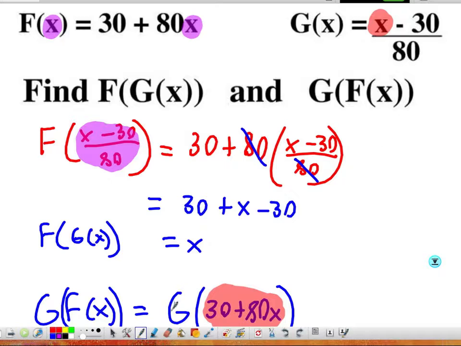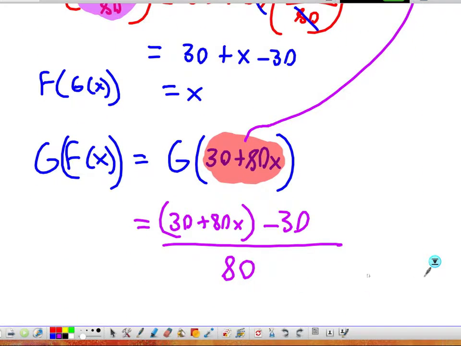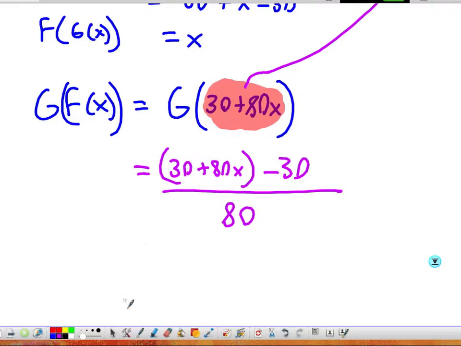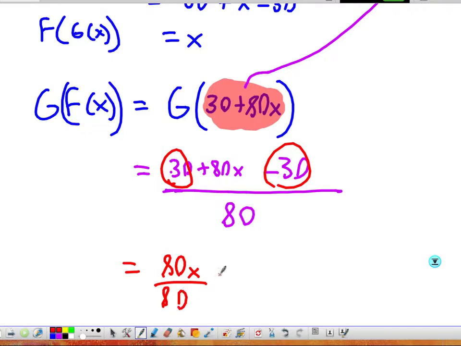Can you see how I took 30 plus 80x, and I just simply replaced x here? And that's what I got here. Now there's nothing outside of the parentheses to multiply or distribute, so I don't need the parentheses. It just basically helps you show that I replaced x with this. And now I can go ahead and simplify. 30 minus 30 basically becomes 0, and so we have 80x divided by 80. Well, the 80 is simplified to just 1, and so we have just 1x, which we can just write as x.